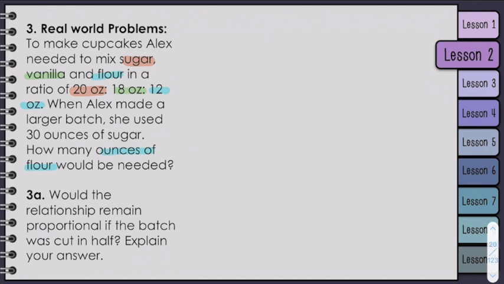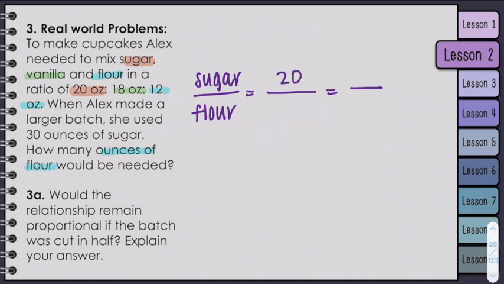So let's set up a proportion. Let's say sugar on top, and then flour is the bottom. Okay. So we have in the original, the sugar is 20 ounces and flour is 12 ounces. We know that she's going to use 30 ounces of sugar, and we want to figure out how many ounces of flour would be needed. Let me highlight this so I can see that.